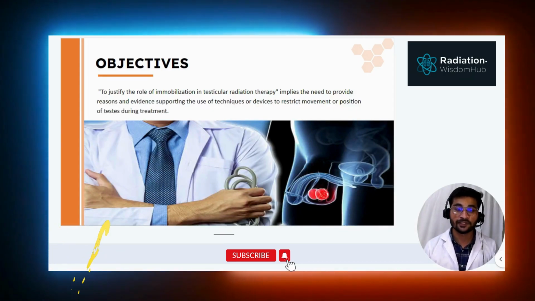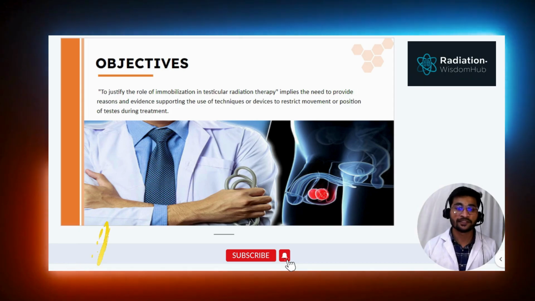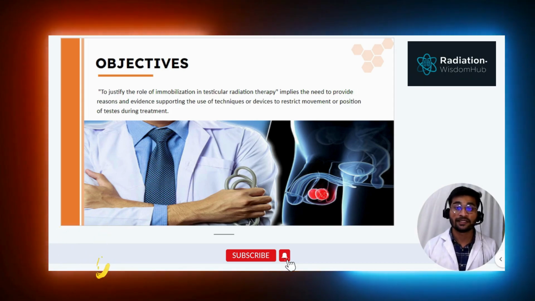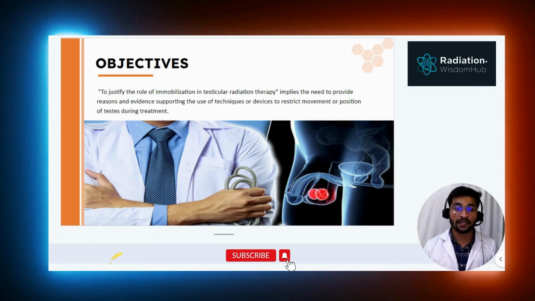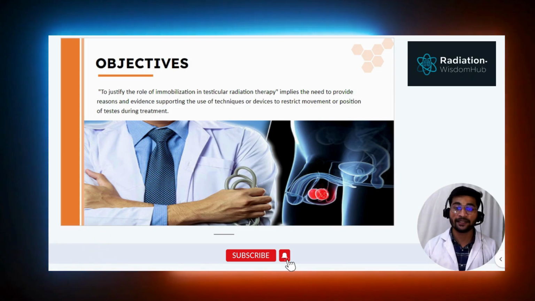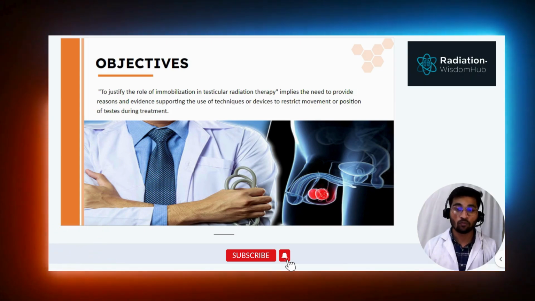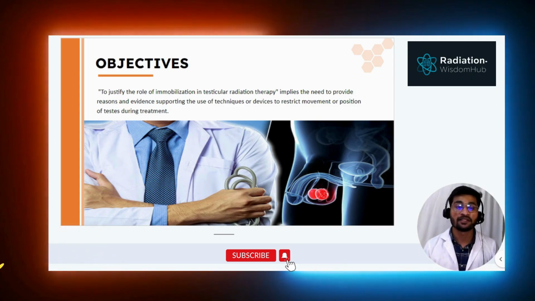Here are the objectives: to justify the role of immobilization in testicular radiation therapy implies a need to provide reasons and evidence supporting the use of a technique or device that restricts movement or position of the testis during the treatment.